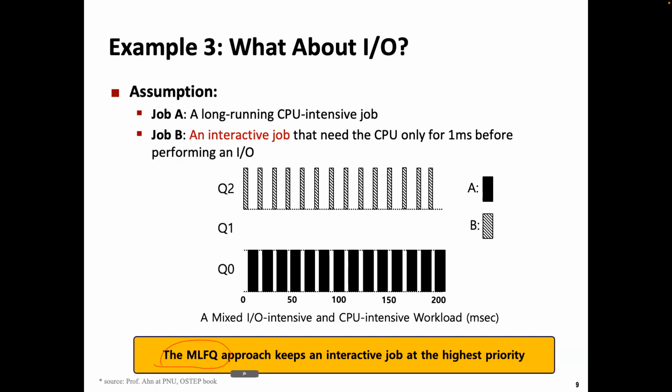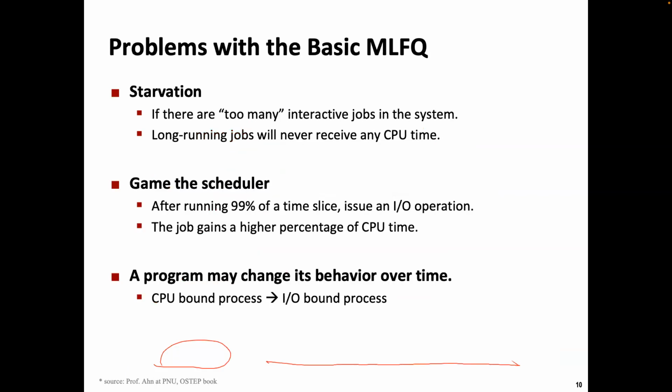So the MLFQ approach keeps an interactive job at the highest priority. Okay? This is the very basic of the MLFQ scheduling algorithm, but there are a number of problems. The first problem is starvation, the second problem is gaming the scheduler, and another problem is that a program may change its behavior over time. If there are too many interactive jobs in the system, a long-running job will never receive any CPU resource. The starvation problem.